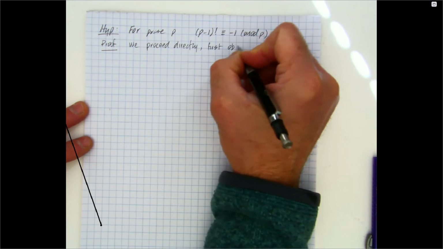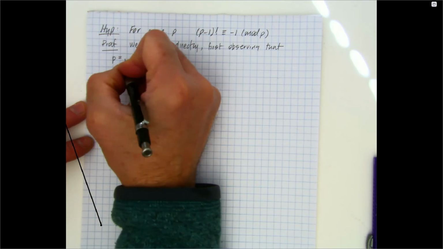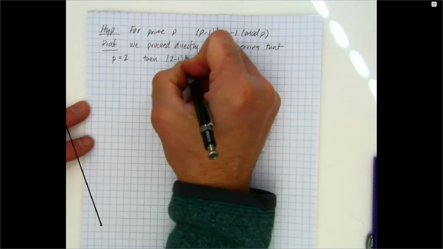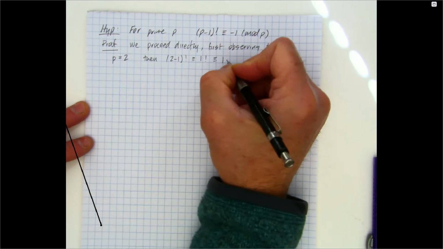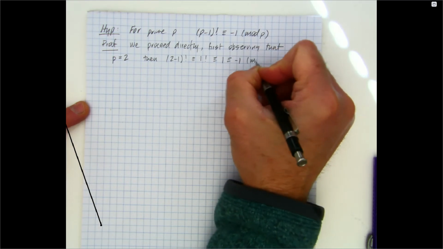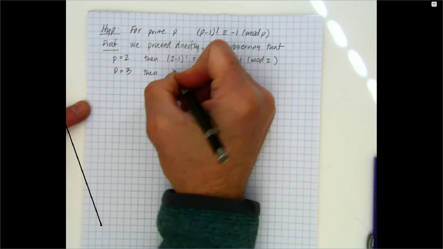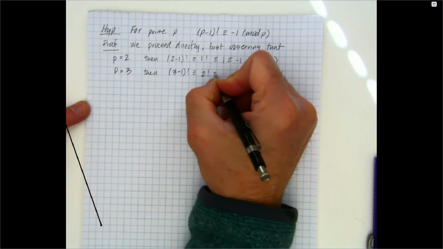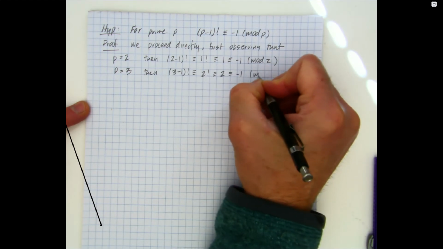First, observing that when p is equal to 2, then 2 minus 1 factorial, that's just equal to 1 factorial, which is just a 1, which is congruent to negative 1 mod 2. When p is equal to 3, then 3 minus 1 factorial is going to be congruent to 2 factorial. 2 times 1 is just 2, so that's congruent to 2. And 2 is congruent to negative 1 mod 3.